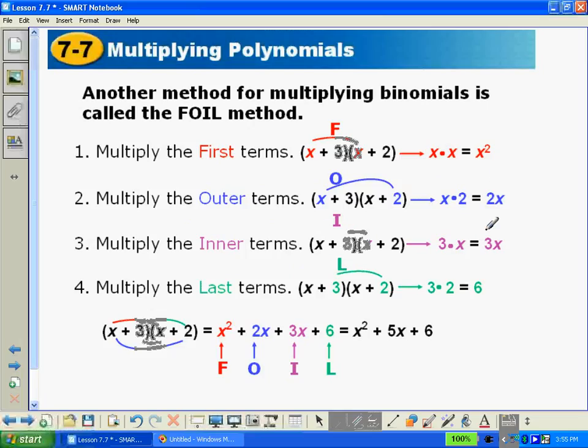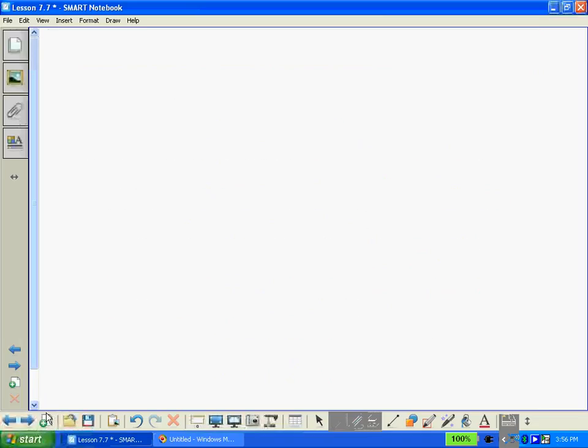Once you get all those products, you combine them by their symbols. These are all positive, so it's going to be all addition. X squared plus 2x plus 3x plus 6. And the 2x and 3x are like terms, so that gives you 5x. Let's do a quick example. If you have the binomial x plus 5 times the quantity x plus 7, it's a binomial times a binomial.